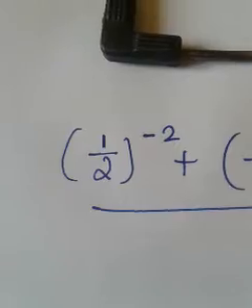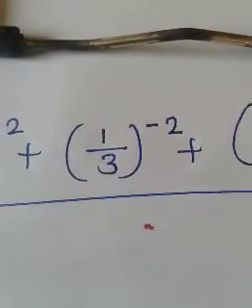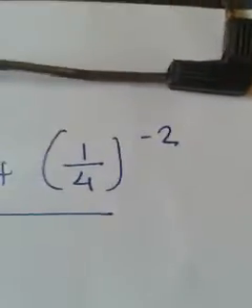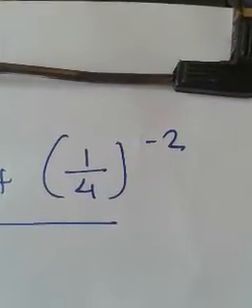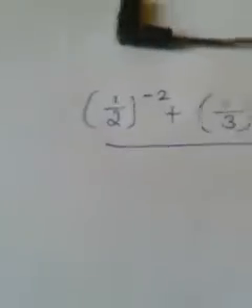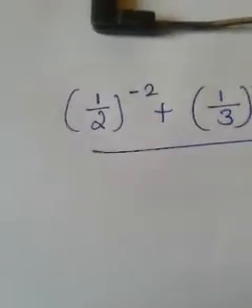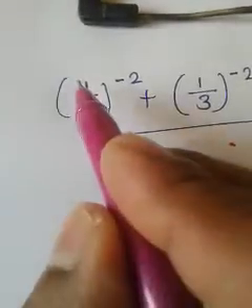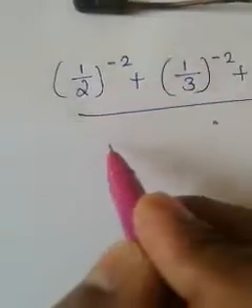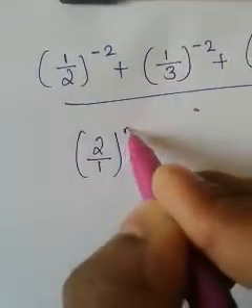Find (1 by 2) raised to minus 2 plus (1 by 3) raised to minus 2 plus (1 by 4) raised to minus 2. This is your question. Okay. See, your first term is (1 by 2) raised to minus 2. Can I write this (1 by 2) raised to minus 2 as (2 by 1) raised to 2?